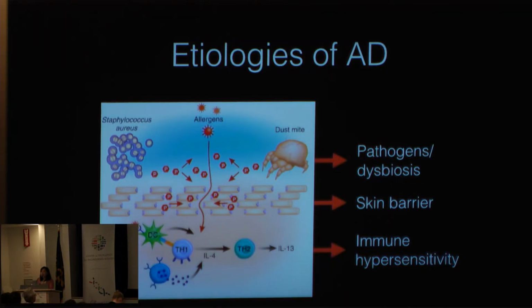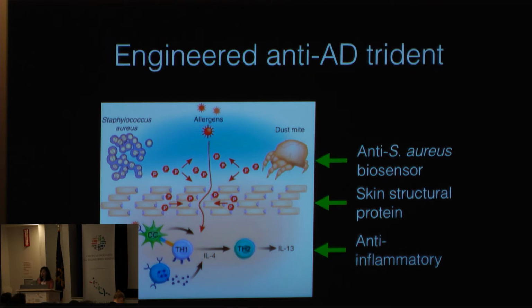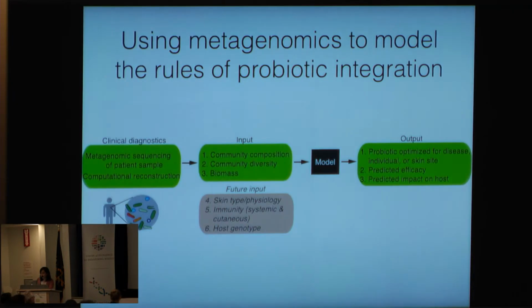Then for a disease like AD, we want to address our AD triad of the microbe, the skin defects, as well as the immune system. So we're engineering our new Staph epidermidis to have a modular system so that we can swap in and out different therapeutic parts, which might be, for example, an anti-Staph aureus biosensor, or secreting different therapeutic proteins or different anti-inflammatory molecules. And this is my final slide.